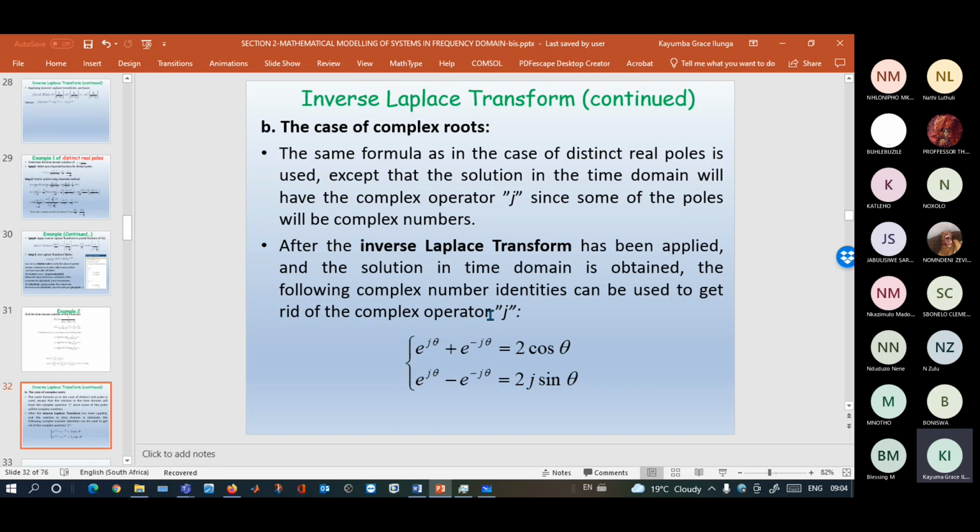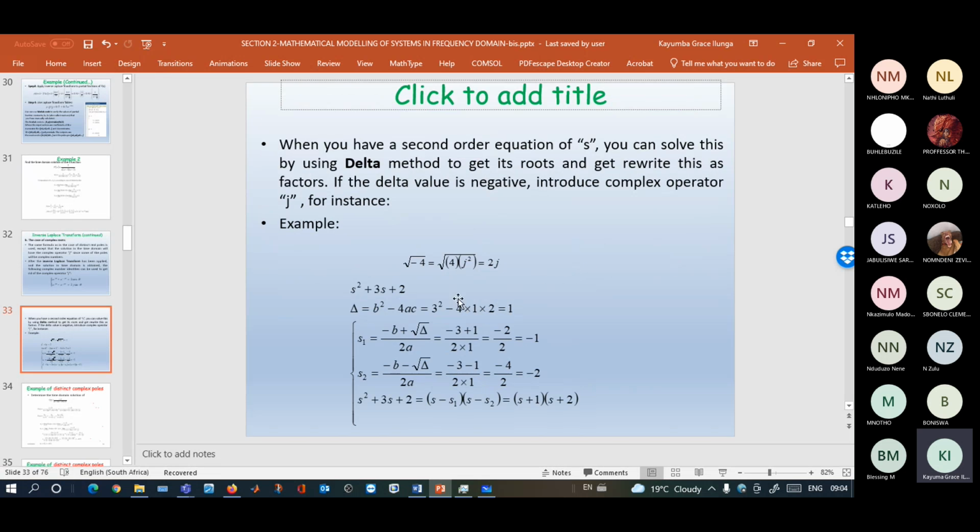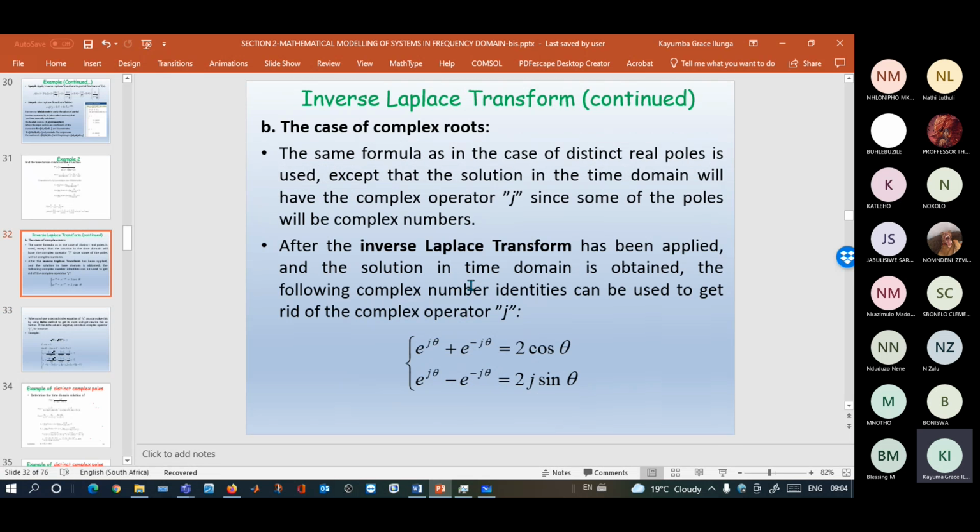So after finding this one, now we can see the next case, which is the case of complex roots. We only have 5 minutes, so I will just introduce it, but I won't go through it fully, because this one is going to take quite long to explain.